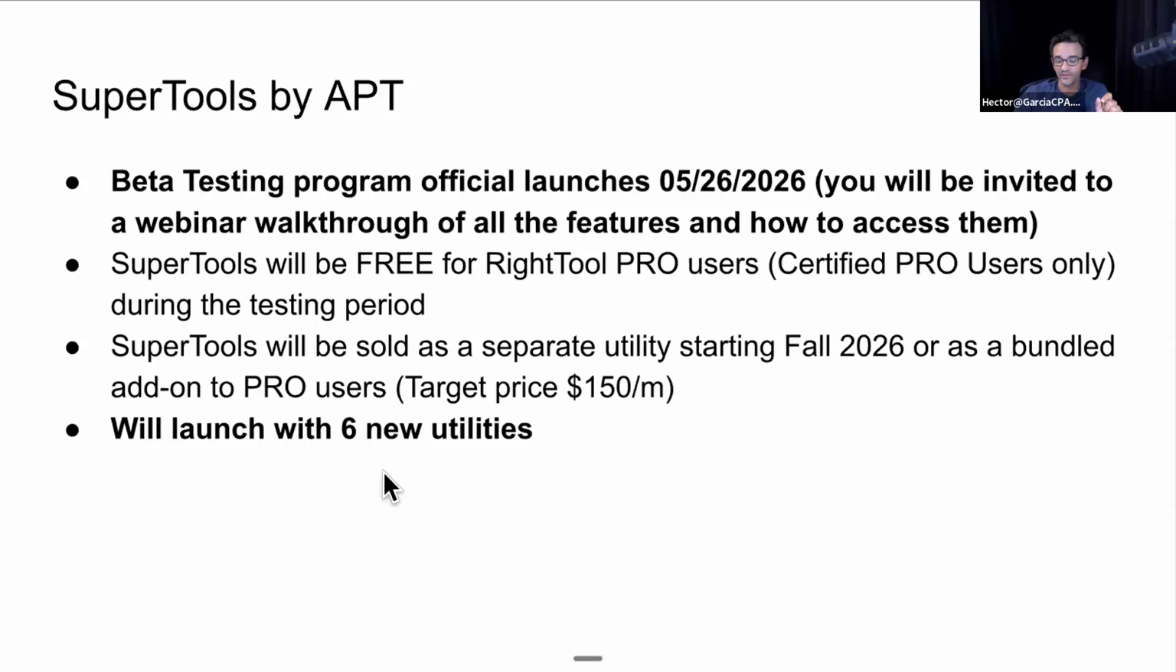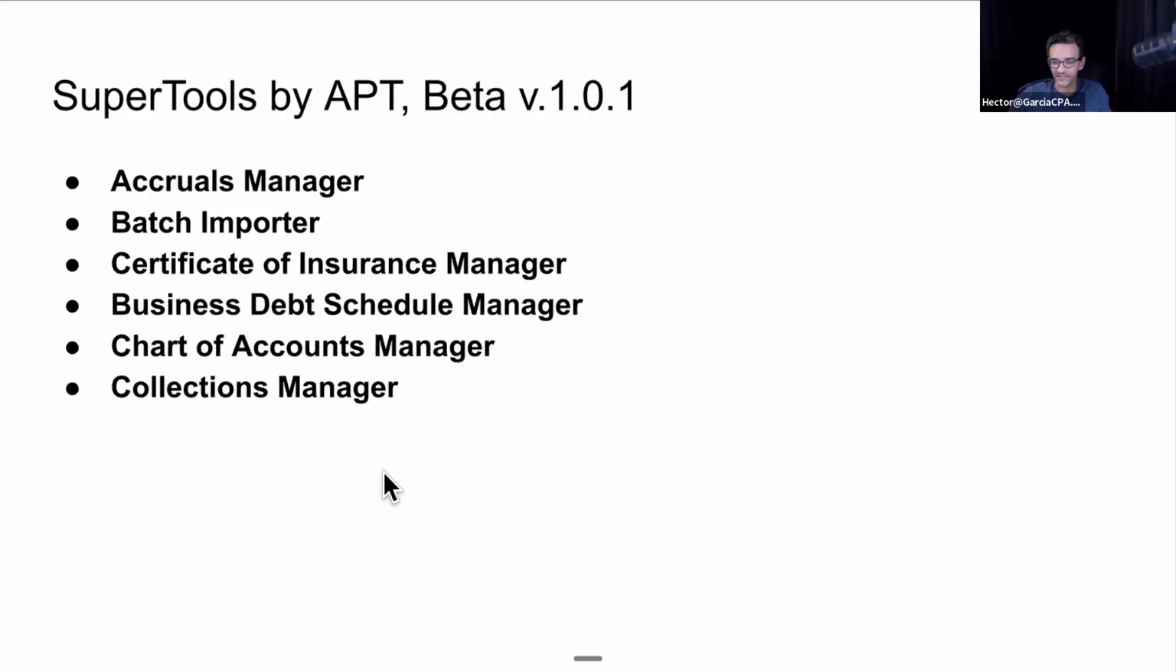And we have 6 utilities that we have already completed. We're going to officially launch this May 26th. We're going to invite everybody that becomes a certified pro to join that webinar, and we're going to walk you through all 6 of those tools. I'm going to give you a quick preview of what those tools are. This has been the secret project that I've been working on for the last month. This is me working night and day and building these things.